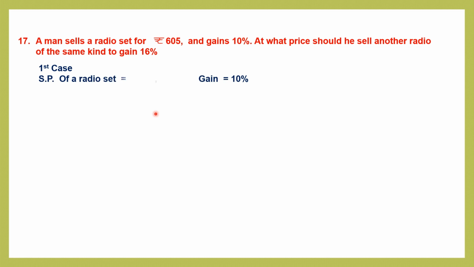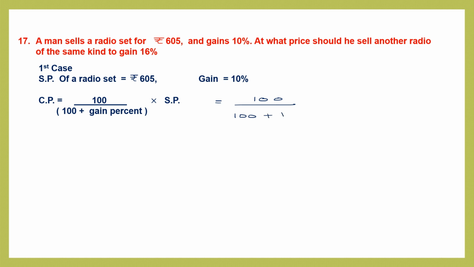So in the first case, the selling price of the radio set, the first one that's given to us, is 605 rupees, and there is a gain of 10%. So cost price will be 100 by 100 plus gain percent into selling price. So this is 100 divided by 100 plus the gain percent, which is 10%, into the selling price, which is 605. So this is 100 divided by 110 into 605.